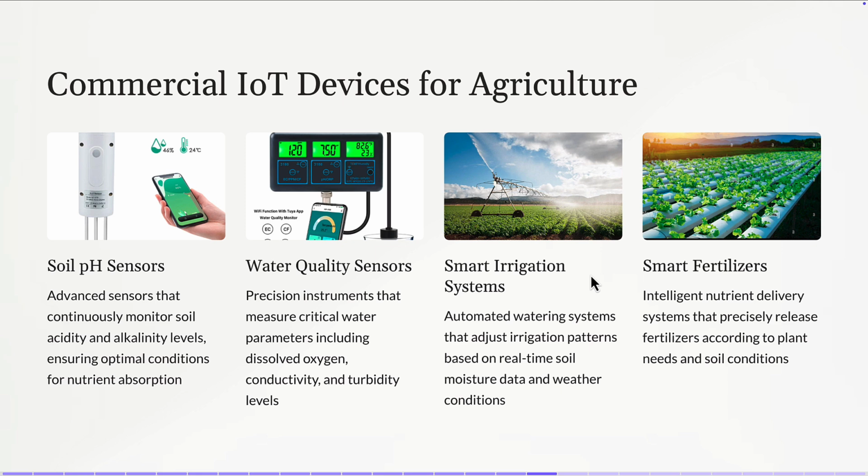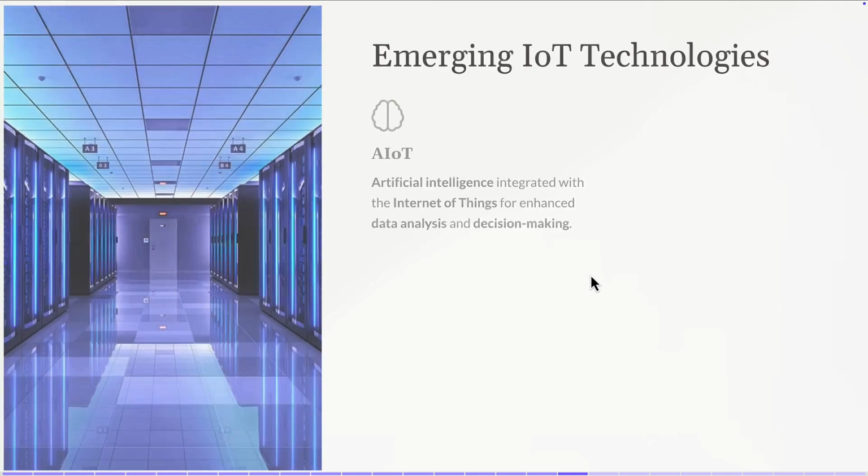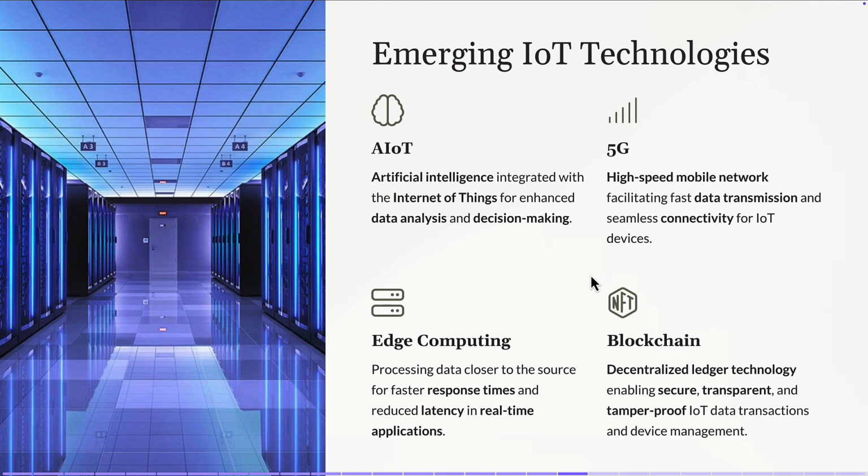Smart irrigation systems and smart fertilizer systems as well. These are possible devices that you can use in smart agriculture. Okay, so the IoT has also contributed to or leveraged the emergence of other technologies, including 5G, or 4G before.